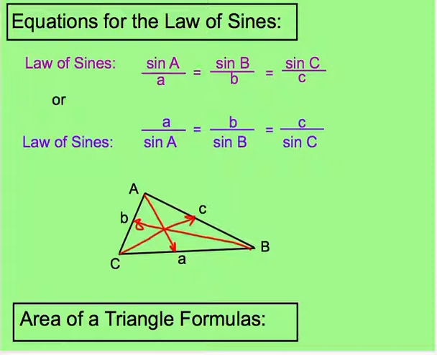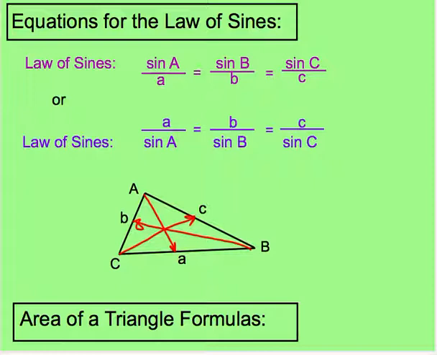And then you just set up the ratio of the sine of A over the side across from it equals the sine of B over the side across from it, which equals the sine of C over the side across from it. Or you can flip those, which could be helpful when you're solving for sides.